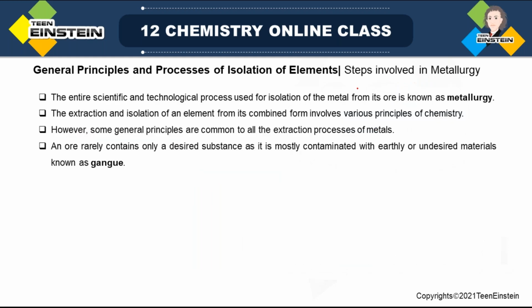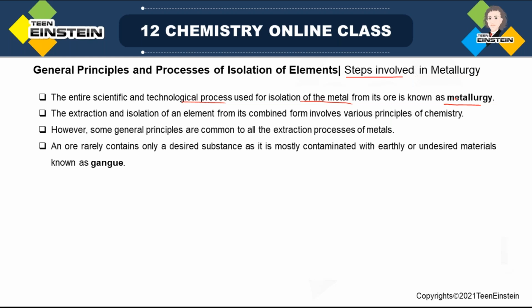Now in metallurgy, what are the different steps involved? Because we have already seen it is not a very simple process. It contains several deep steps. So this is a very intricate process. The entire scientific technological process used for isolation of metal from its ore is known as metallurgy.